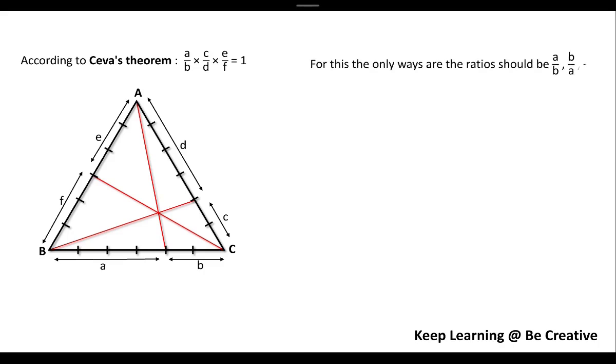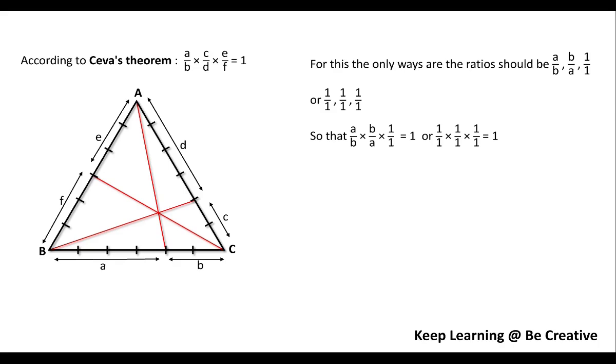Now for the product to be 1 we can consider 2 types of cases. Here the 3 ratios can be A upon B, the second ratio B upon A, and the third ratio 1 upon 1. In this case you are going to get the product 1, or you can select all the 3 ratios as 1:1, 1:1 and 1:1. Again the product comes out to be 1. So this is the condition for the concurrency of the 3 cevians in a triangle, which is Ceva's theorem.